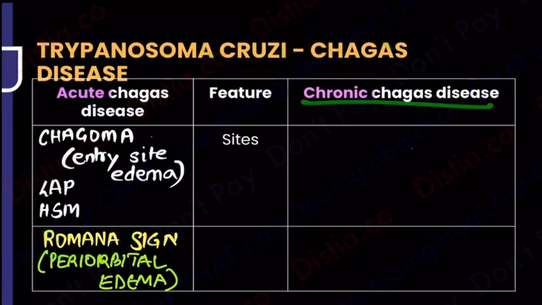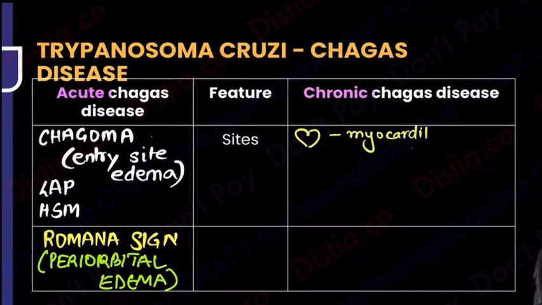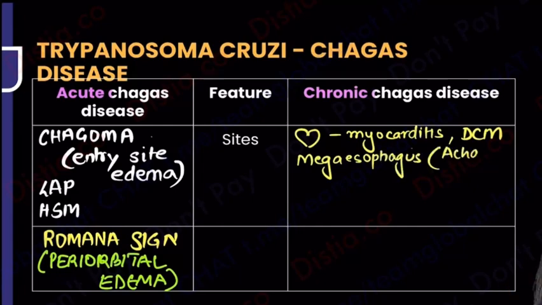What is chronic Chagas disease? Again, remember the last part of the mnemonic was bade log badi baatein, which means everything is going to become big. When I ask you about the heart, it is going to cause myocarditis, but which cardiomyopathy can it cause? When the heart becomes big, dilated cardiomyopathy. Then in the GIT, it can cause megaesophagus. If you remember in pathology, you have studied a disease called achalasia cardia. That is megaesophagus, right? So achalasia cardia will happen. Other than that, it can also cause megacolon, which is very important.